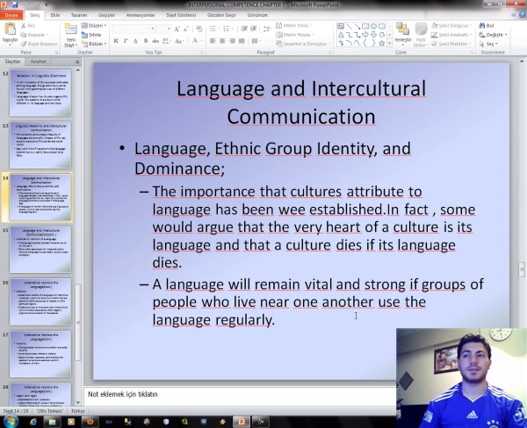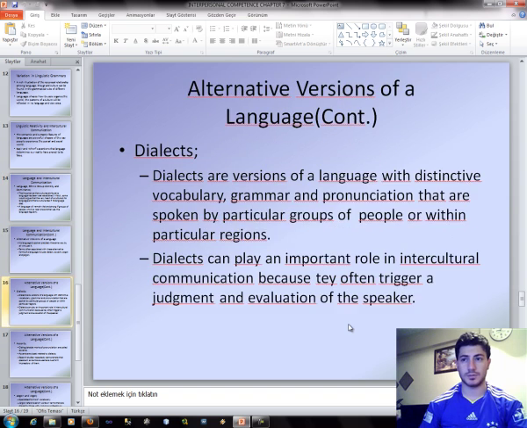Language, ethnic group identity, and dominance. The importance that cultures attribute to language has been re-established. In fact, some would argue that the very heart of a culture is its language and that a culture dies if its language dies. A language will remain vital and strong if groups of people who live near one another use the language regularly.